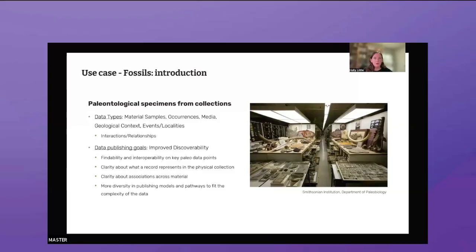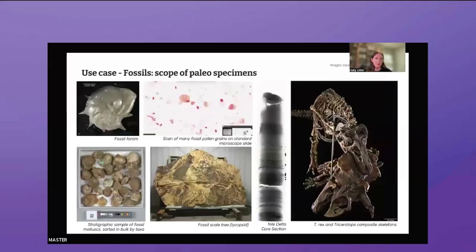Our overarching goal is to improve the discoverability of paleo collections data, which is largely dependent on the details listed here. Findability and interoperability of key data points, ensuring there is clarity about what the record represents in the physical collection, being able to share the variety of associations or relationships you might find with fossil specimens, and having more options for fossil data because of the variety and complexity of data requirements.